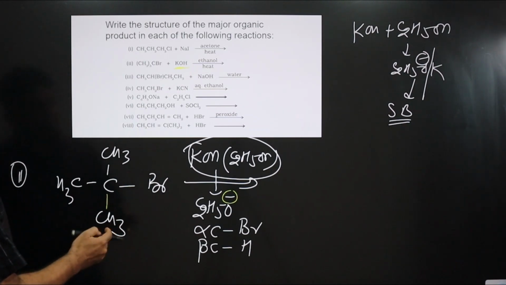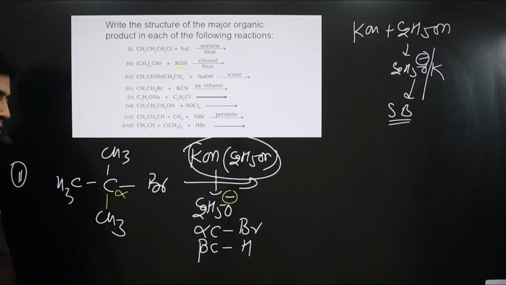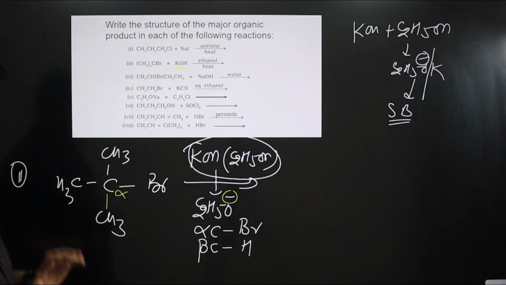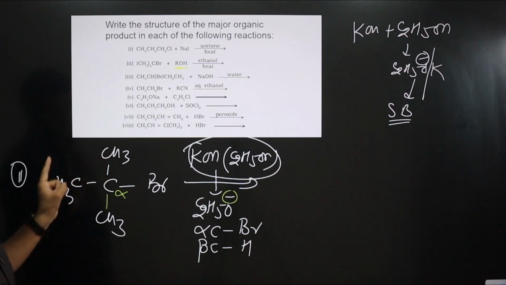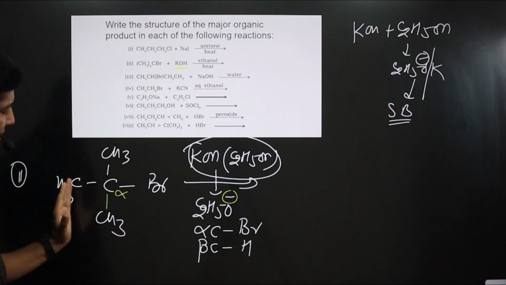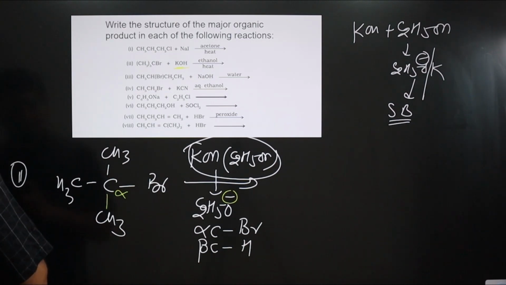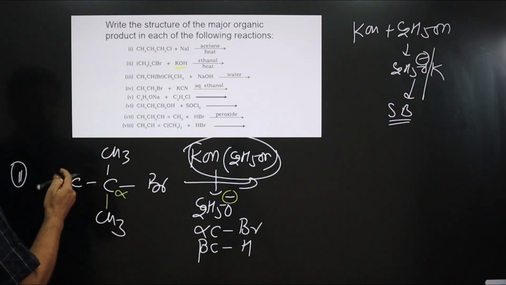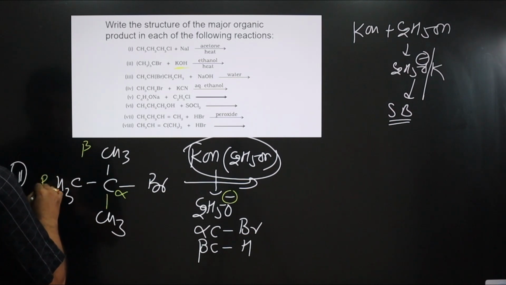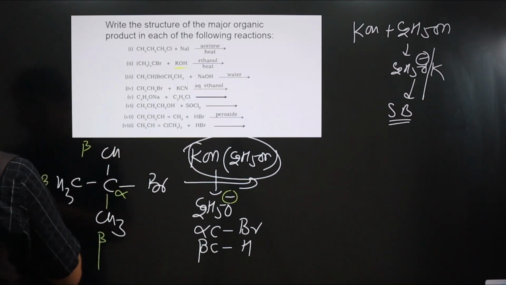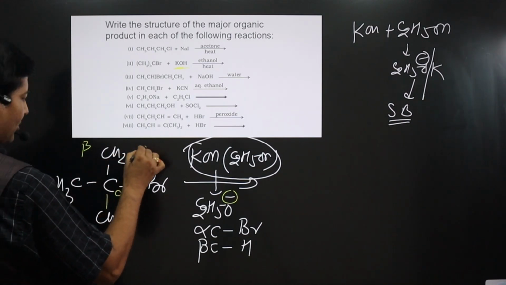Now you can see this is the alpha carbon. To this alpha carbon halogen is attached. This is the beta carbon, with respect to this alpha carbon. And all these beta carbons are the same. Hence only one product is possible. Here we have a beta carbon, this is also a beta carbon, this is also a beta carbon. So in this case, what do we do exactly? I remove this portion. I can write it like this also, H.